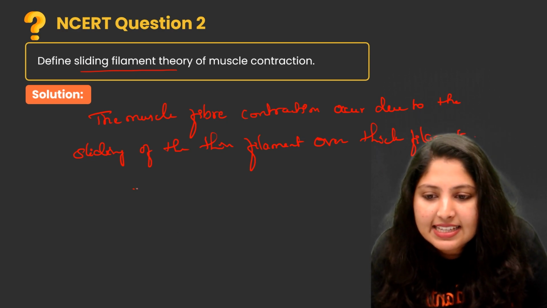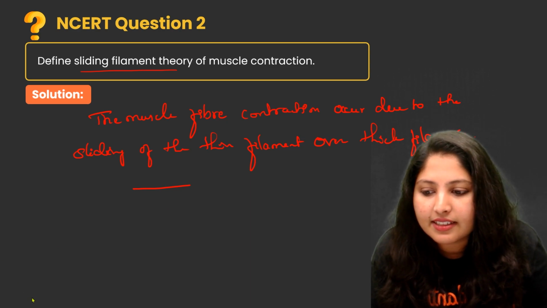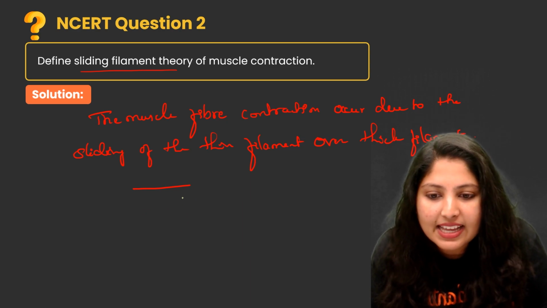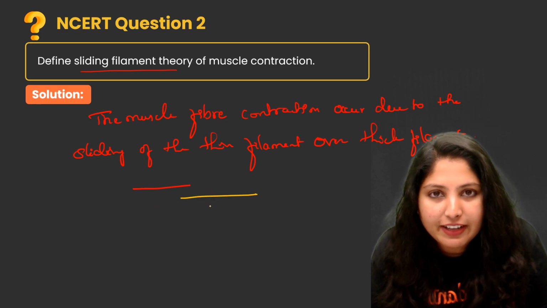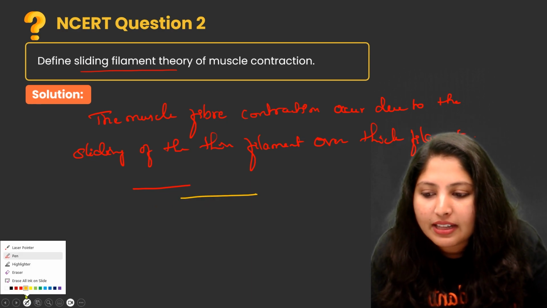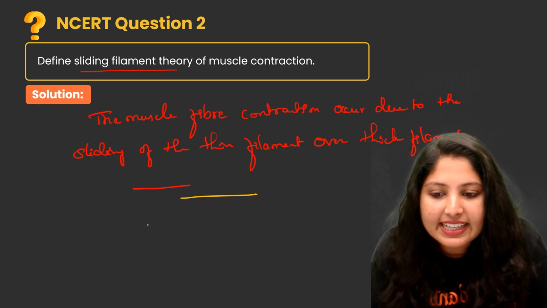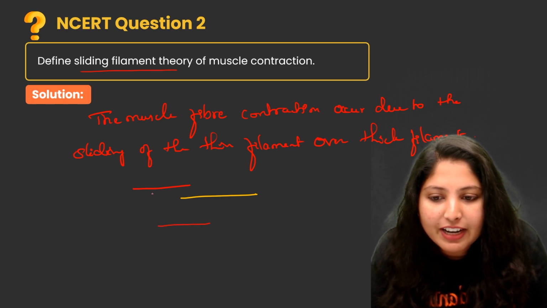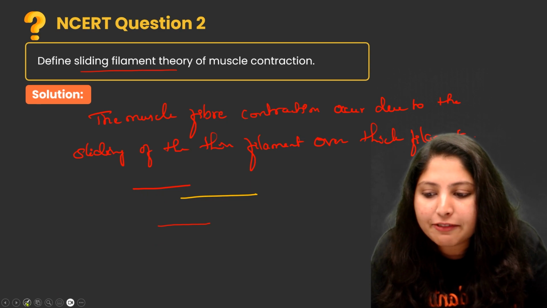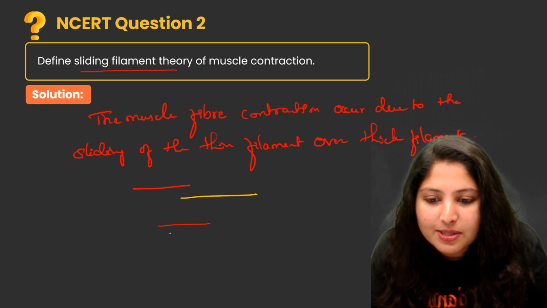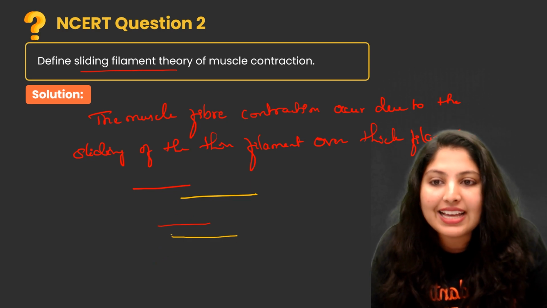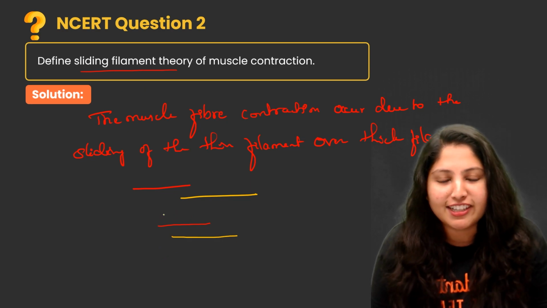See, this is the thin filament, where only actins are present. Here is the thick filament. So with the sliding of the thin filament, the length of the thin filament decreases and the length of the thick filament increases. This is known as the sliding filament theory.